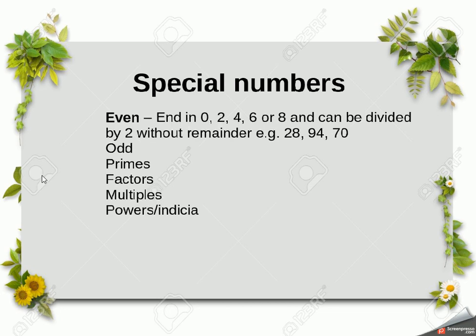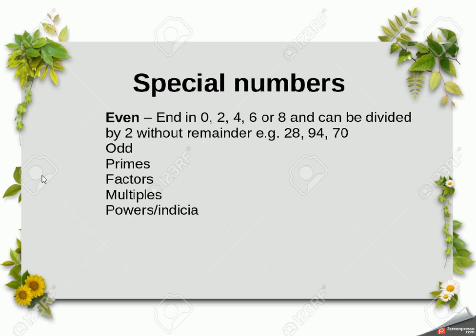Okay, so firstly, we've got even numbers. Even numbers end in a 0, a 2, a 4, a 6 or an 8. So the number that's furthest to the right is one of those numbers. The examples here are 28, 94 and 70. If you look at the number on the right, they're 8, 4 and 0, so they are even numbers. Notice how there can be other numbers in there as long as the number to the right is 0, 2, 4, 6 or 8.